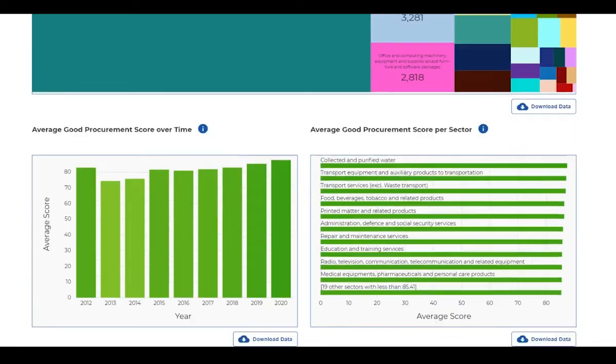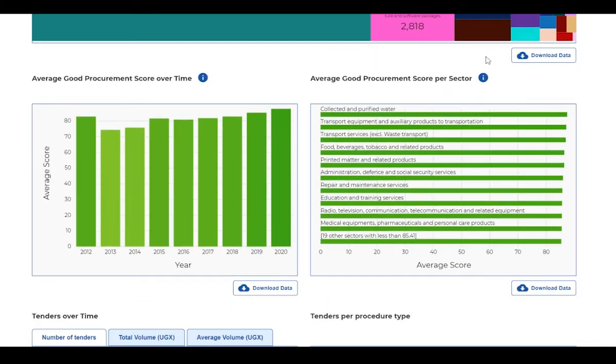Scrolling down, you can see what we call the good procurement score. This is the average of all our transparency and integrity indicators, unweighted. And you can see how it varies over time and among sectors. That means that at a glance, you can see which sector is behaving best.